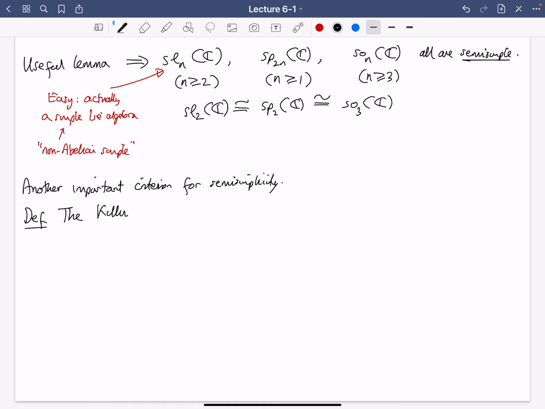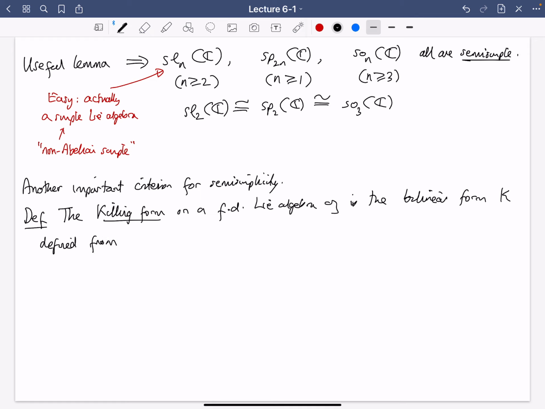The killing form on a finite dimensional Lie algebra G is the bilinear form kappa, for killing, so on a pair of elements x and y of G, I need to get a scalar out. Okay, so this kappa goes from G cross G to the field, bilinear form.